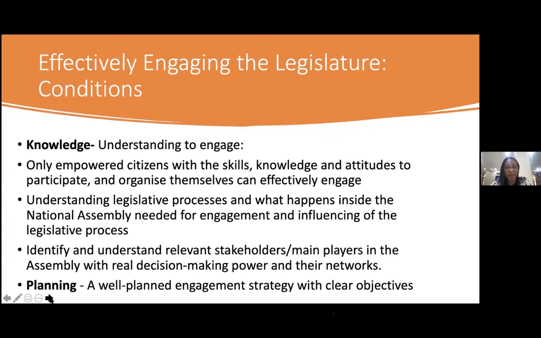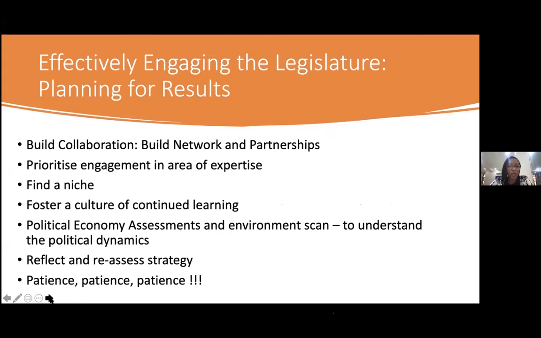And then identifying and understanding the relevant stakeholders or the main players in the Assembly who have real decision-making power and their networks. It's not everybody in the Assembly that is very influential. Lawmakers have different levels of clout and power. So it's really important to understand that, and understand those people who really have that clout and real decision-making power. And of course, a well-planned engagement strategy with clear objectives.